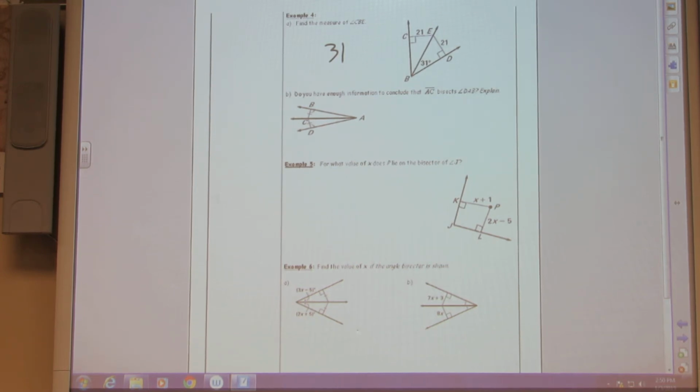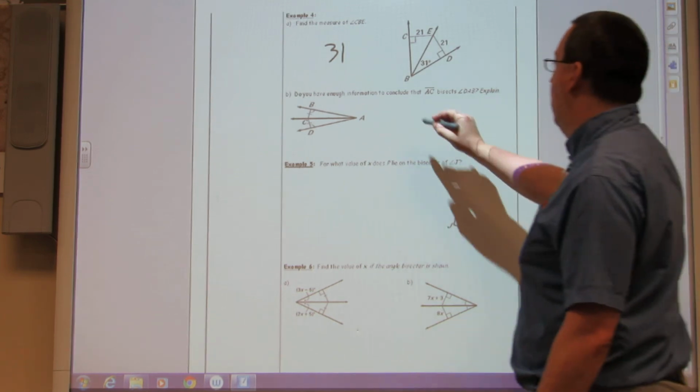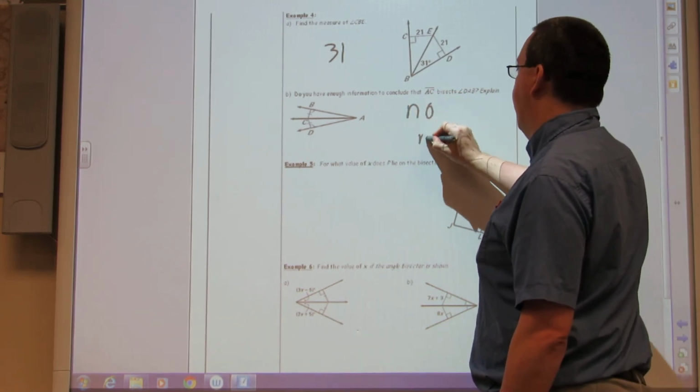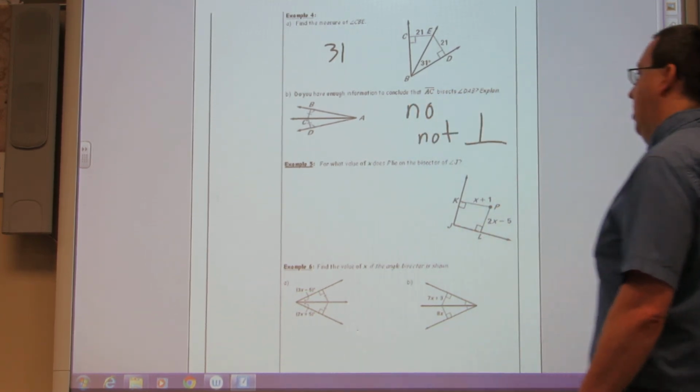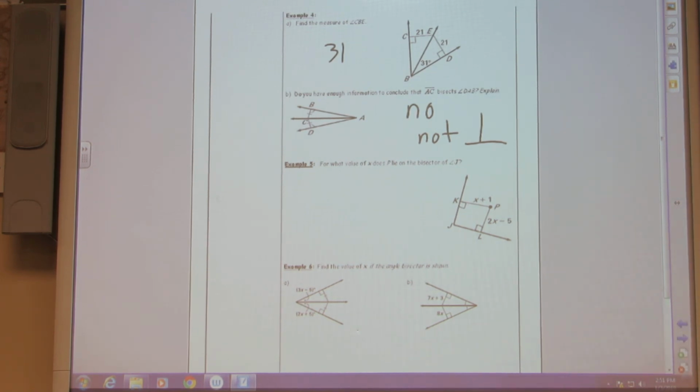B is asking if I have enough information. I do not have enough information because the angles are not 90. The angle at B and the angle at D both need to be 90. So this is no, they're not perpendicular. You could say something about not 90 or something similar.